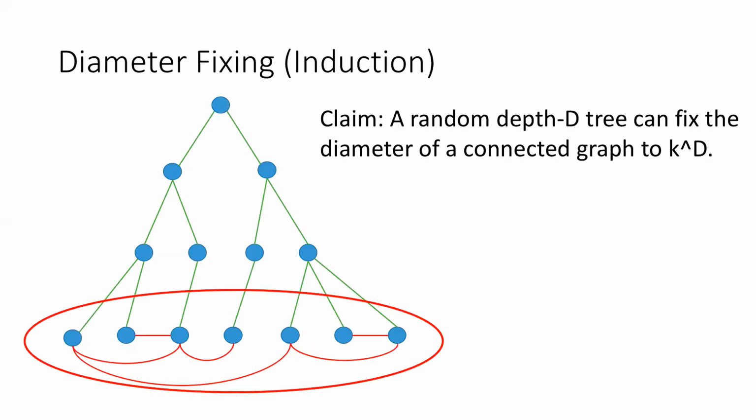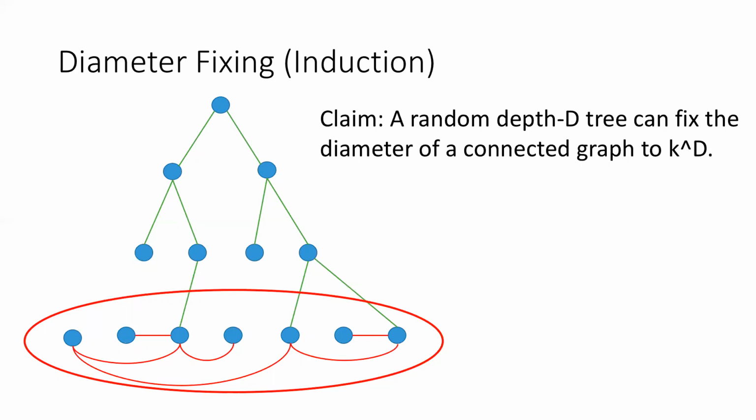Now we show how induction works. The claim is that a random depth D tree can fix the diameter of a connected graph to k to the D. Here, a random depth D tree means that each edge of the depth D tree will stay with probability 1 over k and not stay with probability 1 minus 1 over k. So we consider a special case, which turns out to be the hardest case, where the base graph only consists of nodes on the bottom layer. I show this in the picture. The base graph can be viewed as within the right circle. We first sample all green edges that are incident to the base graph. For example, these edges are the edges that decide to stay.